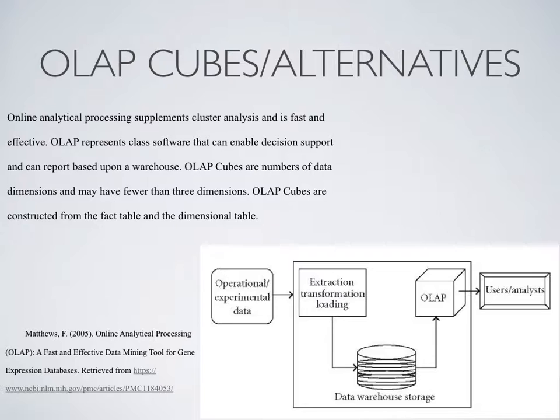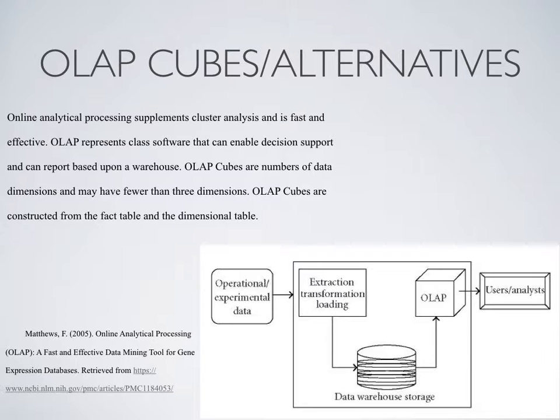OLAP cubes and alternatives. Online analytical processing supplements cluster analysis and is fast and effective. OLAP represents a class of software that can enable decision support and can report based upon a warehouse. OLAP cubes are numbers of data dimensions and may have fewer than 3 dimensions. OLAP cubes are constructed from the fact table and the dimensional table.